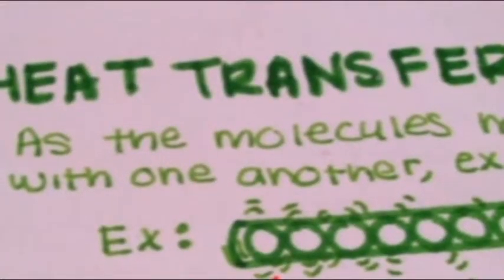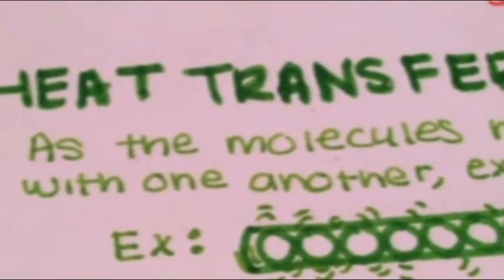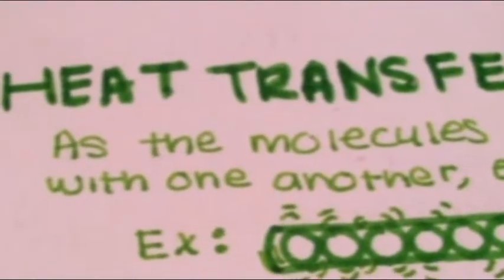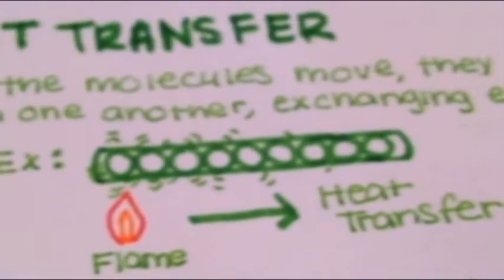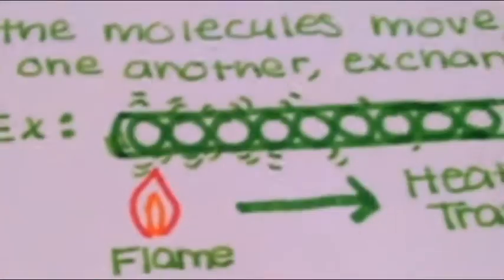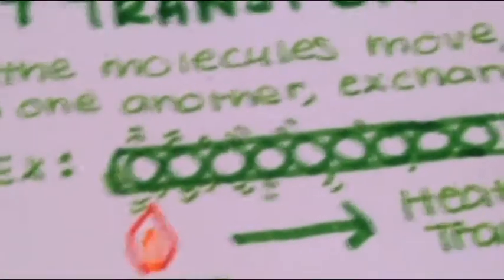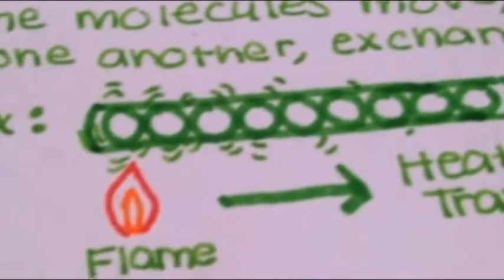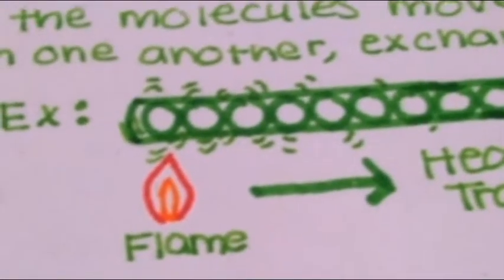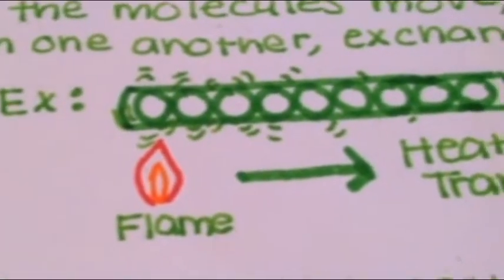Okay, so how does temperature increase in a substance? This can be explained by the idea of heat transfer. As the molecules move, they collide with one another, exchanging energy. The best way to explain this is through the idea of an iron rod with a flame on one end of the rod, and this shows the heat transfer from one end of the rod to the other.